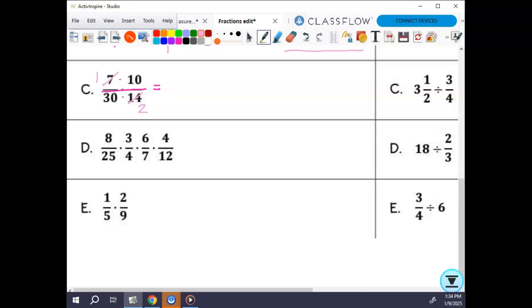Use your own numbers of your work. Then I can reduce the 10 and the 30, right? 10 goes into 10 once, goes into 30 3 times. I multiply straight across and I get 1/6. Otherwise, I'd get 70 over what? I don't know, 312, something like that?